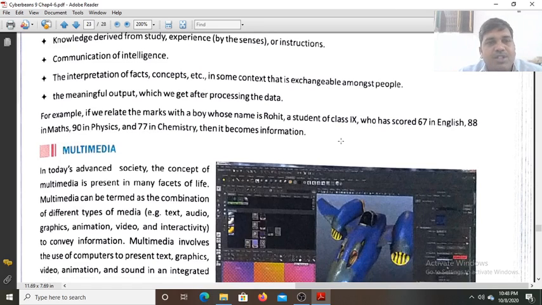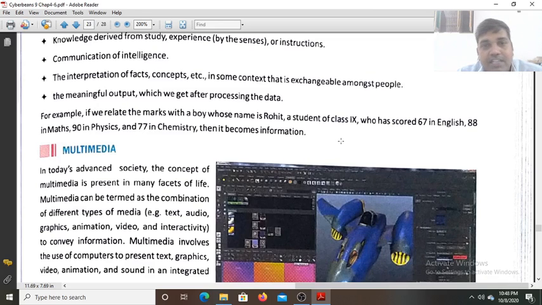Next, the interpretation of facts, concepts, etc. in some context that is exchangeable amongst people. So the information is the interpretation of the facts. Yes, analysis of the facts, analysis of the concepts. Now, in some context, that information is exchangeable amongst people. So after having a discussion, after doing some analysis, you can deduce a conclusion, and that conclusion you can share among all the people.